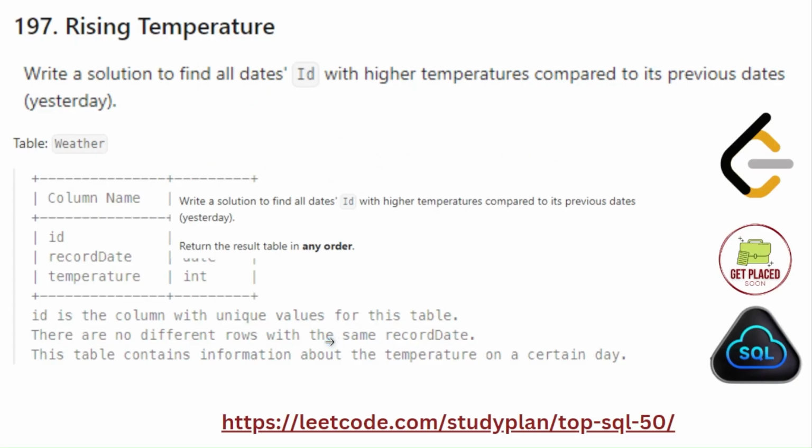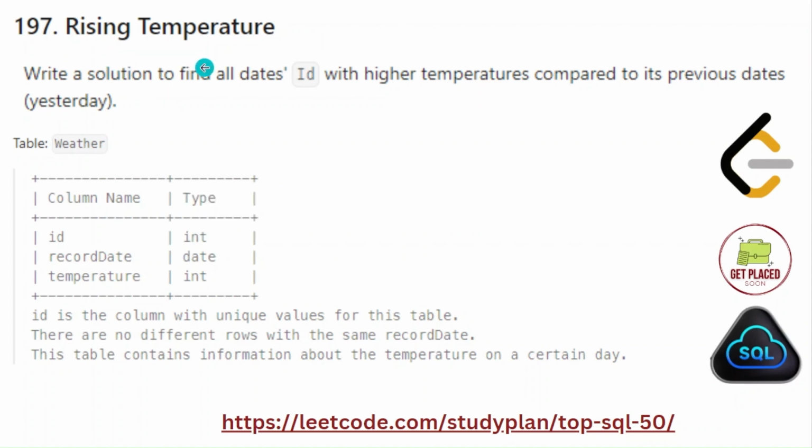Now moving ahead to the next problem in the Leetcode SQL 50, we have this Rising Temperature problem. We have only one table here. The table name is Weather. We have three columns: ID, record date and temperature. ID is the primary key. So we have the record date and the temperature.